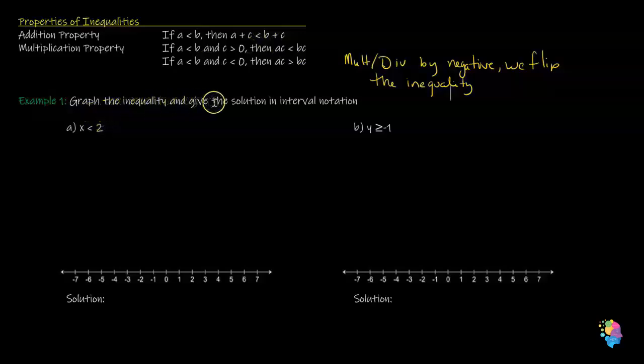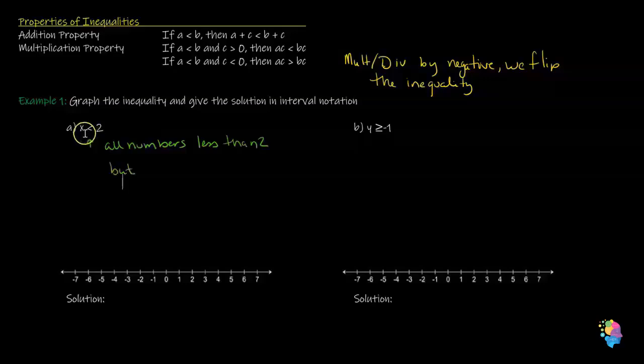It says graph the inequality and give the solution in interval notation. Let's start with 1a. 1a reads, x is less than 2. That means that I want all the numbers less than 2, but since it doesn't have that little line underneath, I do not include 2. If I use the number line, I go to 2. Here's 2. I want all the numbers less than 2 in this direction, all the way to negative infinity, but I do not include 2. So then I'm going to place a parentheses.